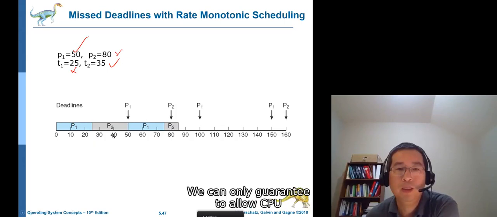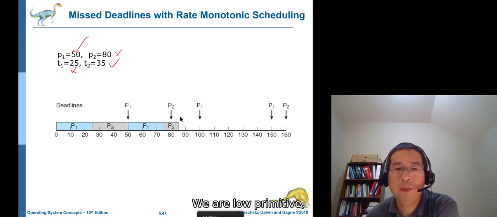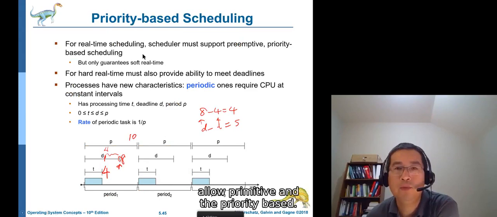We can only guarantee to allow the CPU to run another job which has low priority up till the start of the next period for P1, because P1 always has high priority with a low preemptive. We said it before. For this we must allow preemptive and priority based. When to preempt? The start point of a new period for higher priority jobs, okay?